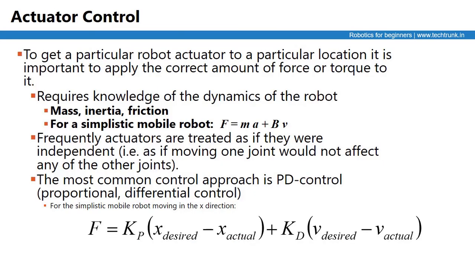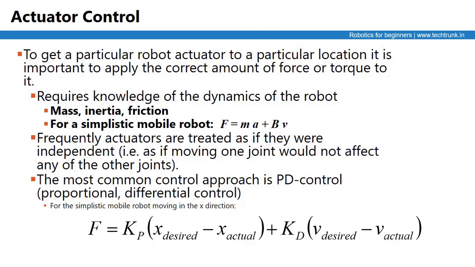Next thing that we'll be discussing is the actuator control of the robot. To get a particular robot actuator to a particular location, it is important to apply the correct amount of force or torque to it. That requires knowledge of the dynamics of the robot. The dynamics of a robot requires the mass, the inertia, the friction, and, as the robot is moving, how the center of mass is shifting from one position to another.